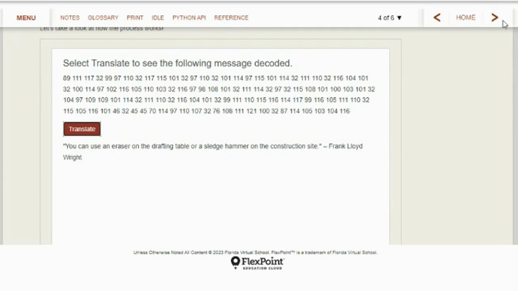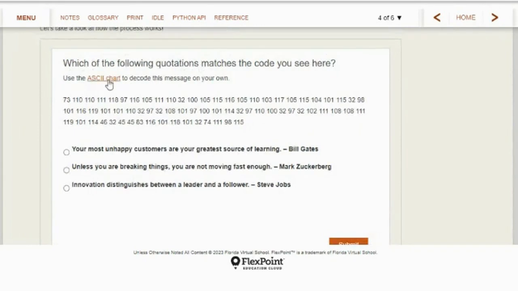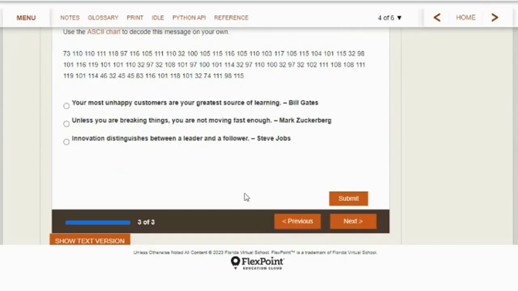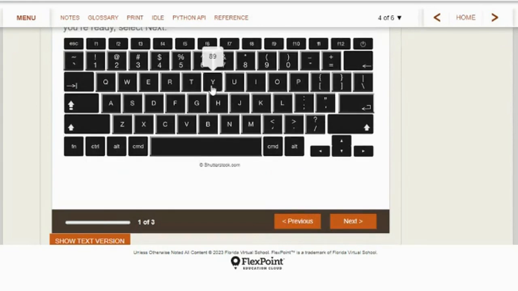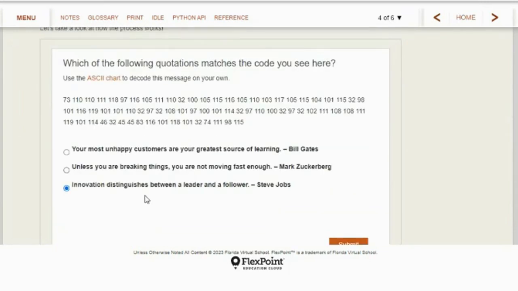So good quote there. And number 3, use the ASCII chart to encode this message on your own. Well, here are the 3 possible quotes. So this was actually a lot easier than it looks. You can definitely decode all of that, but since they already told us the 3 choices and they have a different first letter, all we've got to know is what 73 is, and that'll tell us which one of those it is. Y, U, or I? Is it Y? Nope. U? Nope. It's I. So we know it's got to be this one. Innovation distinguishes between a leader and a follower. It's a Steve Jobs quote.